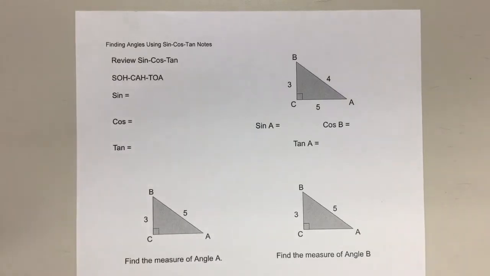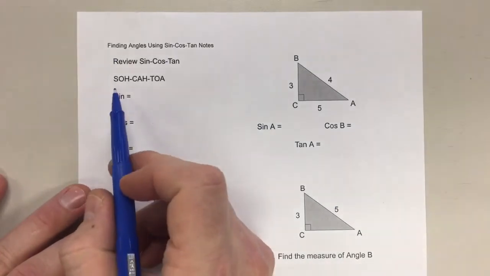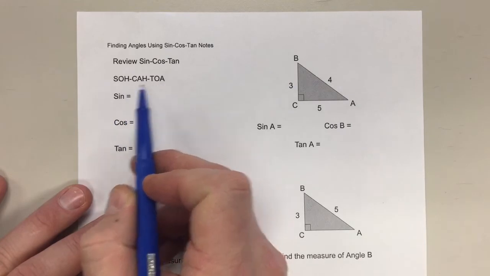Today's lesson is finding angles using sine, cosine, and tangent. So first, let's just review sine, cosine, and tangent quickly. Remember our little mnemonic device is SOH-CAH-TOA.